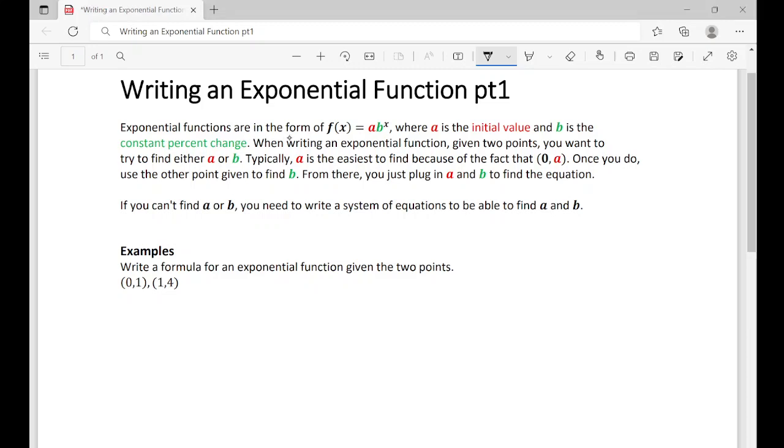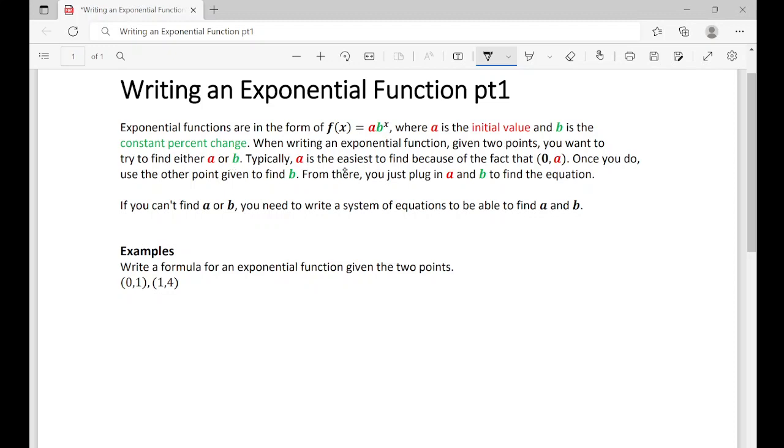Exponential functions are in the form of f of x equals ab raised to the x, where a is the initial value and b is the constant percent change. When writing an exponential function given 2 points, you want to try to find either a or b.